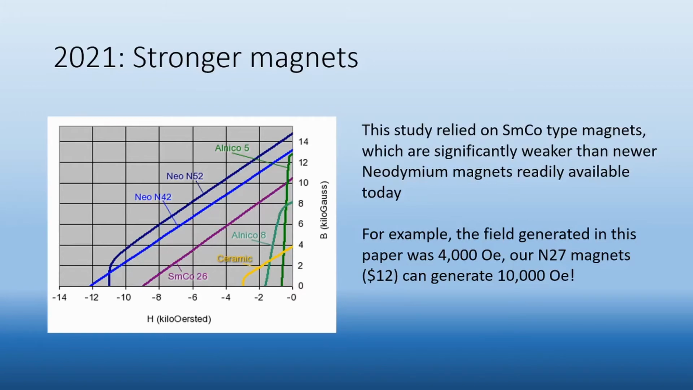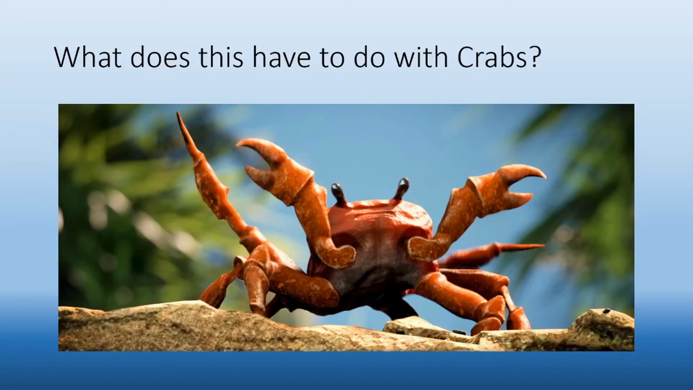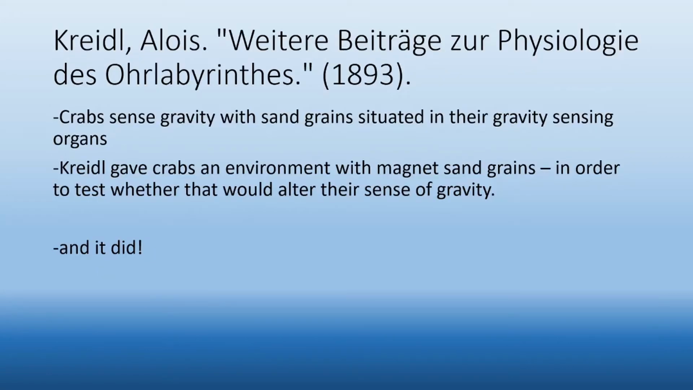You'd basically have to chase every root tip with your experimental setup in order to shape roots with that. So what does this have to do with crabs? I hear you all wondering. A paper published in 1893 is one of the first examples of magnetism being used to study gravisensation in biological systems.